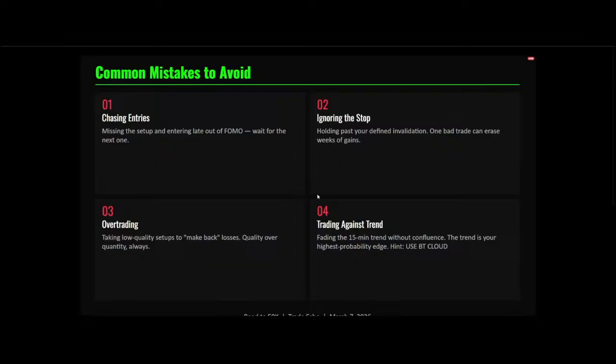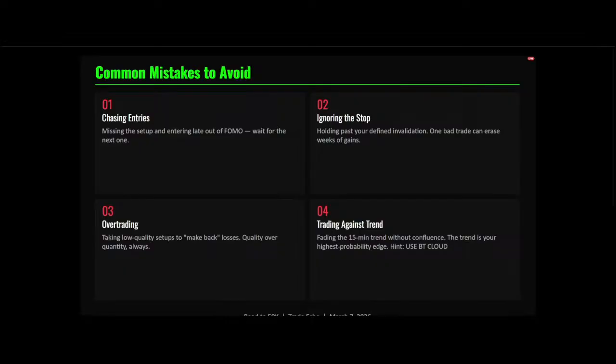And I avoid it. Now, here are some common mistakes that everybody can avoid. Number one, chasing entries. Oh boy, this is exactly what I just did in that example. Missing the setup and entering late out of FOMO. The best thing to do is just wait for the next one. I know a lot of you are in chat like, hey, do you still recommend I get into this trade? You're trying to chase entries and get reassurance before you get into something, and that could be deadly for you. I used to do that.